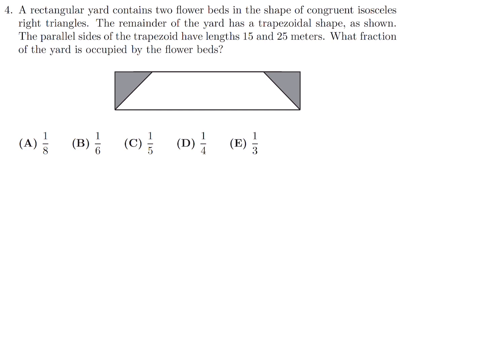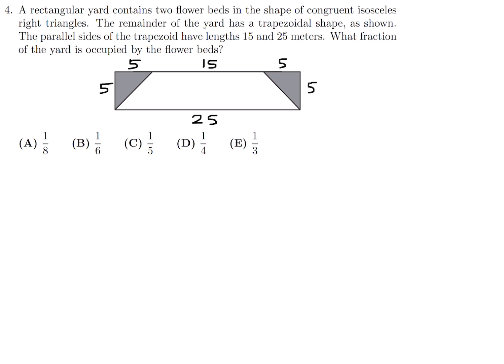A rectangular yard contains 2 flower beds in the shape of congruent isosceles right triangles. The remainder of the yard has a trapezoidal shape as shown. The parallel sides of the trapezoid have lengths 15 and 25. What fraction of the yard is occupied by the flower beds? So this is 15, and this length is 25. So because of the symmetry of this diagram, this will be 5, and this will be 5. And they tell me that those triangles are isosceles, so this is 5, and this is 5.